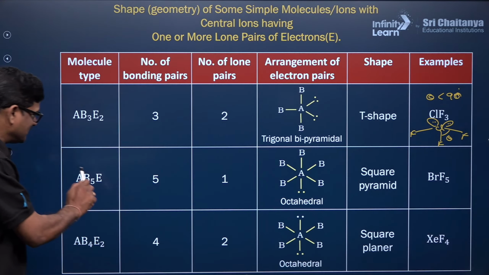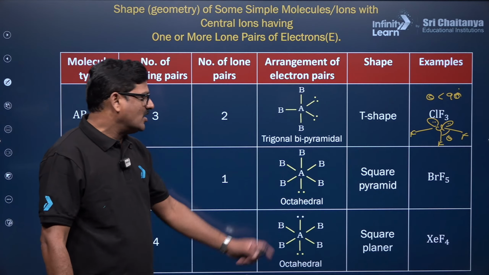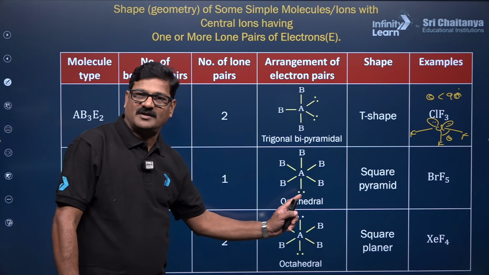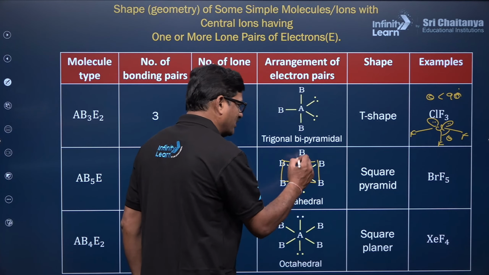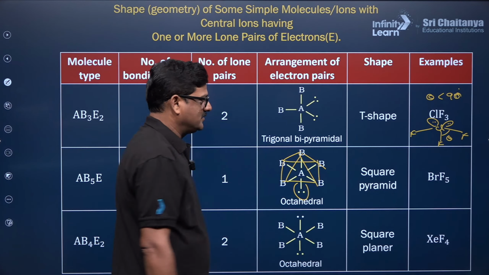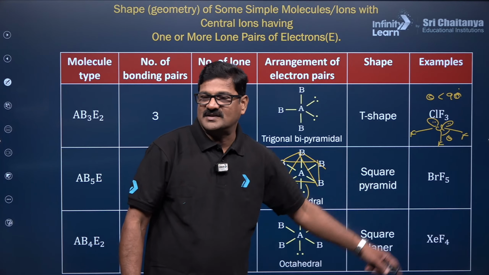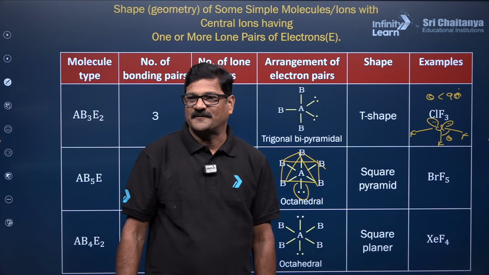And you can see AB5E, 5 and 1, it is going to be octahedral electronic geometry, and you are going to see a square pyramidal shape. This is your square pyramidal with a lone pair, and BrF5 is the example for this.